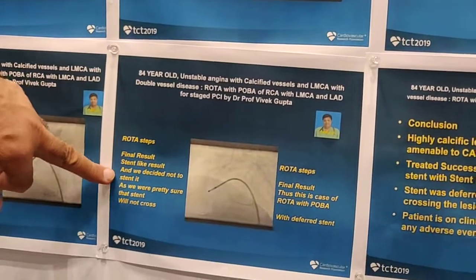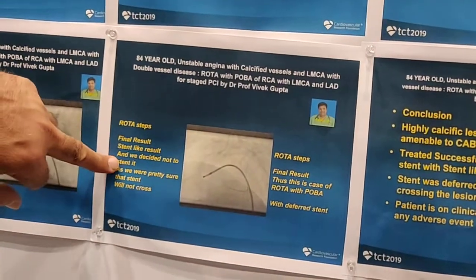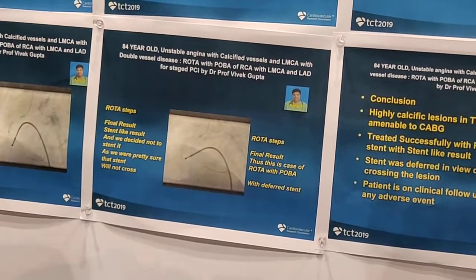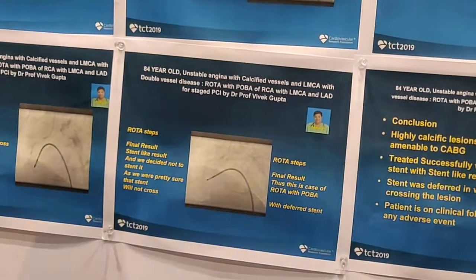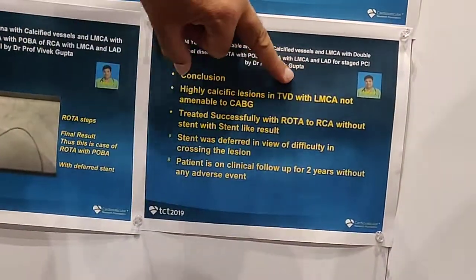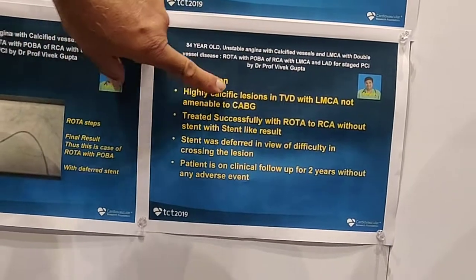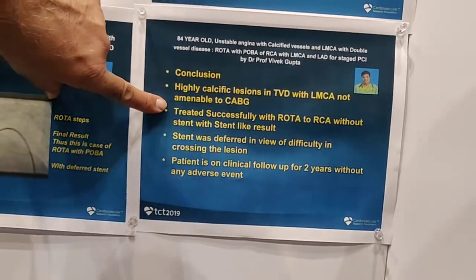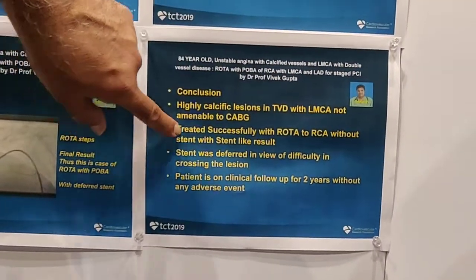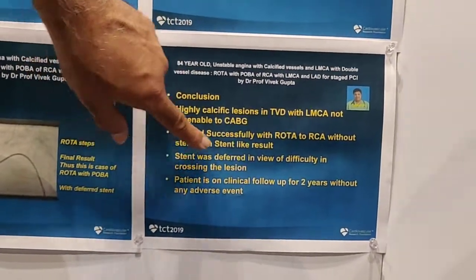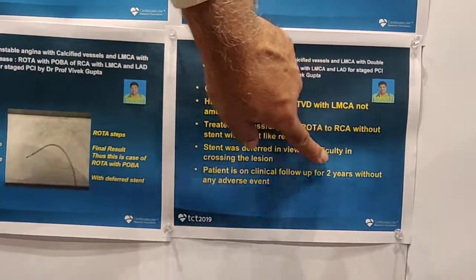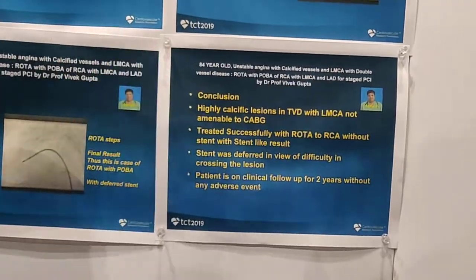The final result is a stent-like result, and we decided not to stent it. Why? We were pretty sure that a stent would not cross when the 2.5 millimeter balloon was not going, so how would the stent cross? To conclude: a highly calcific lesion in a double vessel disease with LMCA, not amenable to bypass surgery or high risk for bypass surgery, treated successfully with rota to RCA without stent, with a stent-like result. The stent was deferred in view of difficulty in crossing the lesion. The patient is on clinical follow-up for the last 2 years and is not having any adverse event.